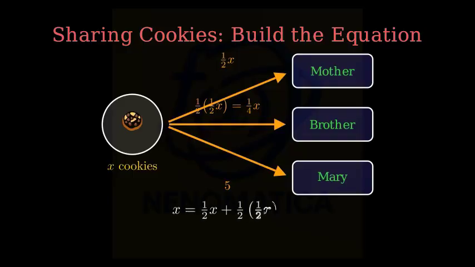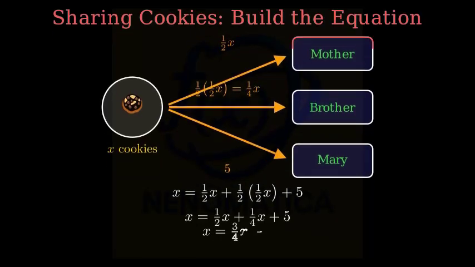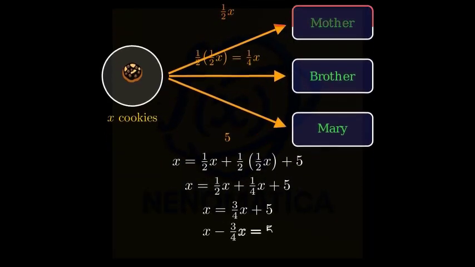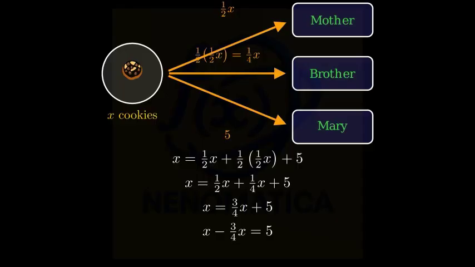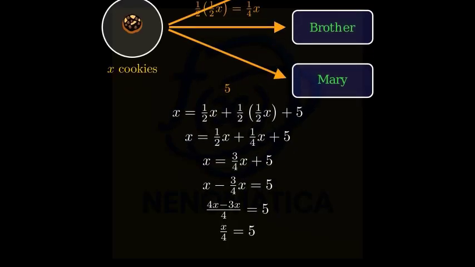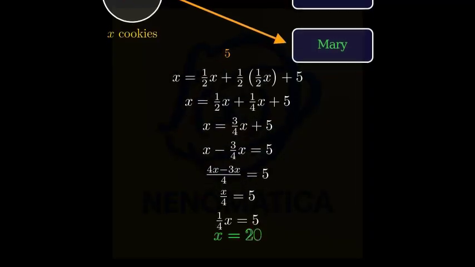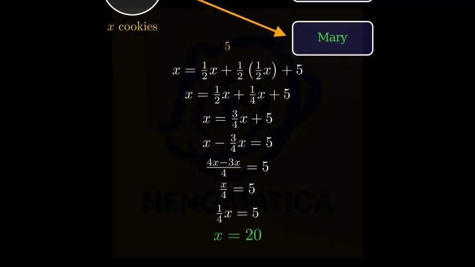Step 1, x equals 1/2 x plus 1/2 times 1/2 x plus 5. Step 2, simplify the product to 1/4 x. Combine like terms. Subtract 3/4 x from both sides. Rewrite the left as the common denominator expression. Simplify the numerator. Recognize 1/4 x equals 5. Finally, multiply both sides by 4 to find x.